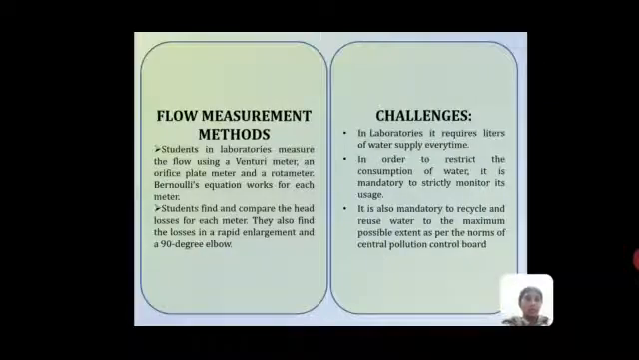As I said, there are various flow measurement methods. Normally, in the laboratory, students measure the flow using a venturi meter, an orifice plate meter, or a rotameter. Bernoulli's equation applies to each meter. Students find and compare the head losses for each meter. They also find the losses in a rapid enlargement and a 90-degree elbow.